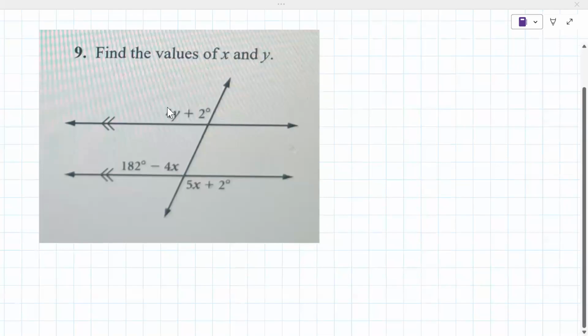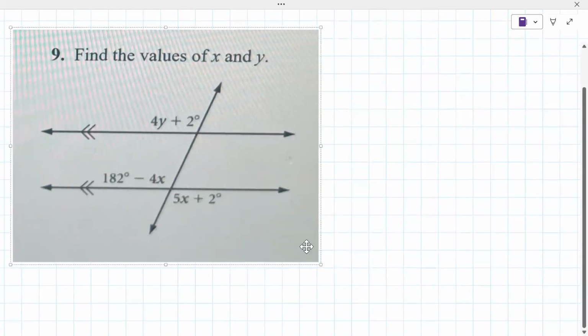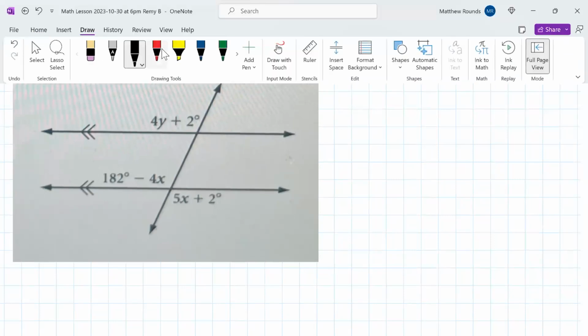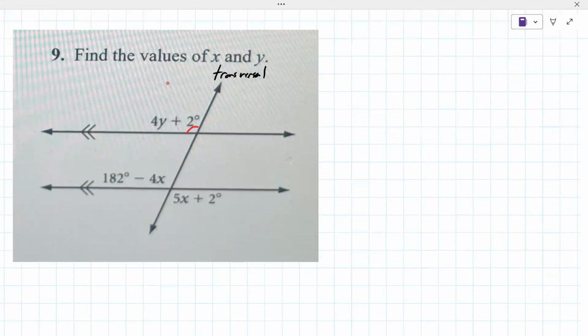Let's go here. All right, so it says find the values of x and y. Two parallel lines are cut by a transversal. There's a couple of angle relationships here. The first is this one in red and this one in red.